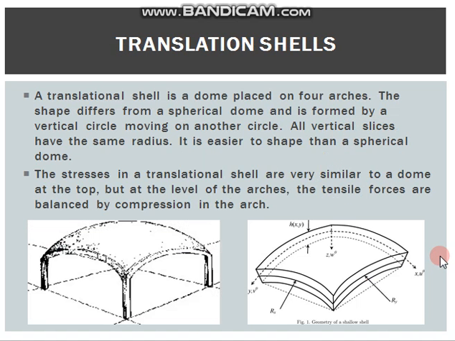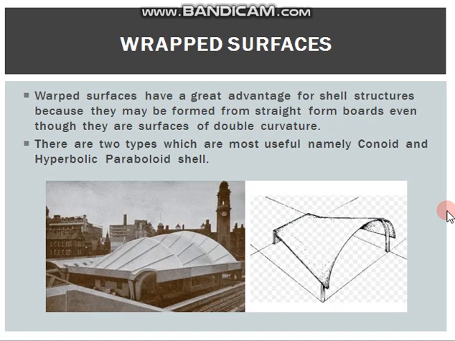Translational shell. A translational shell is a dome placed on four arches. The shape differs from a spherical dome and is formed by a vertical circle moving on another circle. All vertical slices have the same radius. It's easier to shape than a spherical dome. Warped surfaces have a great advantage for shell structures because they may be formed from straight form boards even though they are surfaces of double curvature.